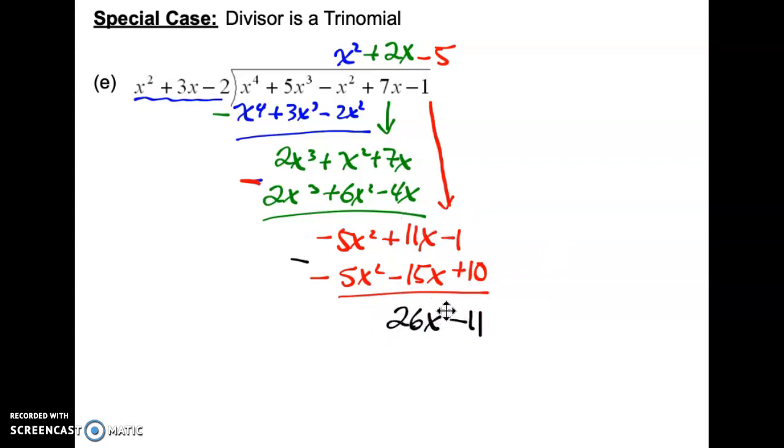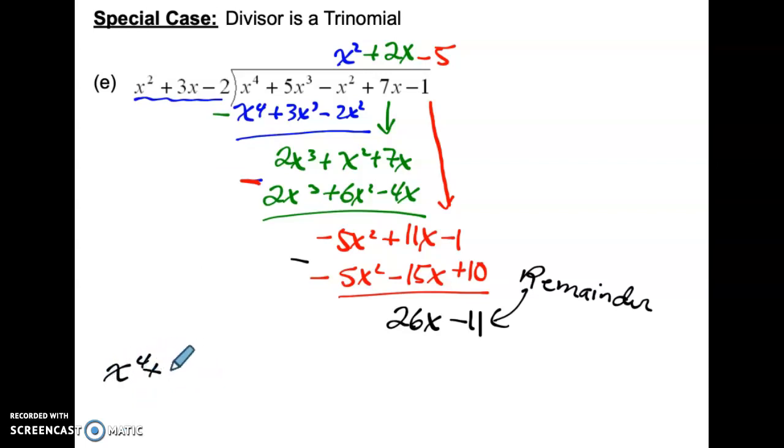And usually you would have kept going, except if you tried to take 26x and divide it by x squared, it doesn't divide in. Okay? And that's because the remainder is a lower degree than our divisor. So this is the remainder. Okay, sometimes it will be a constant term, but it can also be a degree 1 term, since our divisor was degree 2.